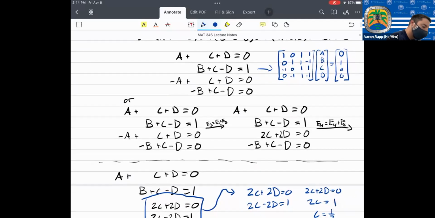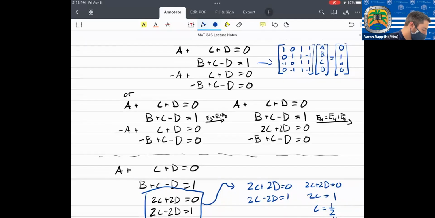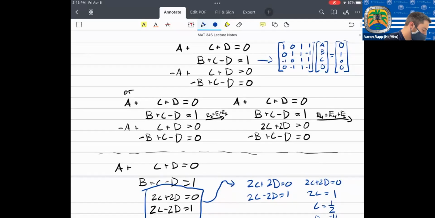All right, so first thing we did was say, take equation 3, add equation 1 to it. So the A's should cancel each other out, giving me 2 C's, 2 D's, and a 0. And then we added equation 4 to equation 2.